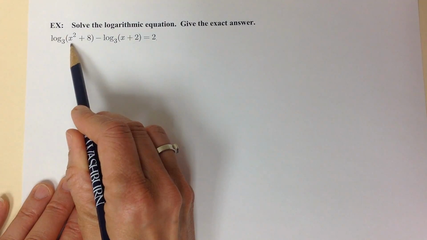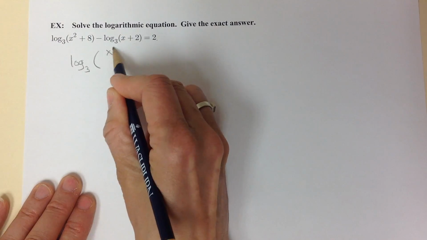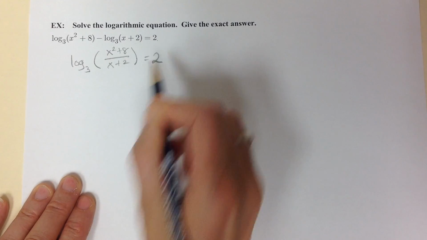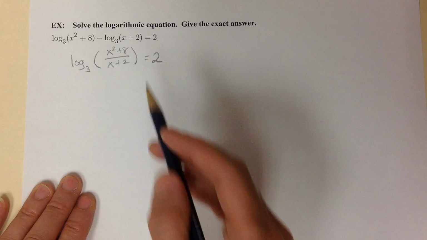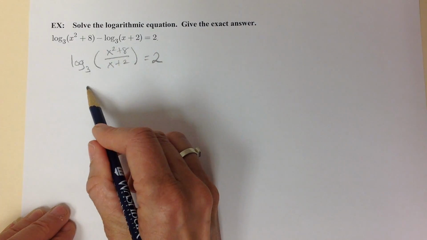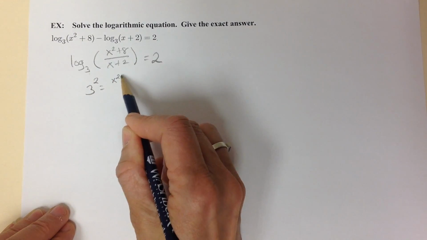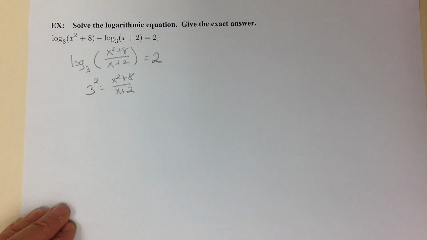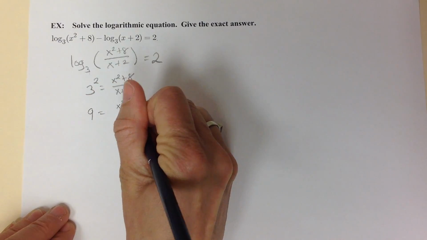So my property says if I have a log minus a log, that becomes the logarithm of a division on the inside of my single log. Okay, now that it's a single log equal to a number, use our definition of logs to rewrite this as the exponential. So that would be base 3 to the second power equals this rational expression, x squared plus 8 over x plus 2. Which of course means 9 equals x squared plus 8 over x plus 2.